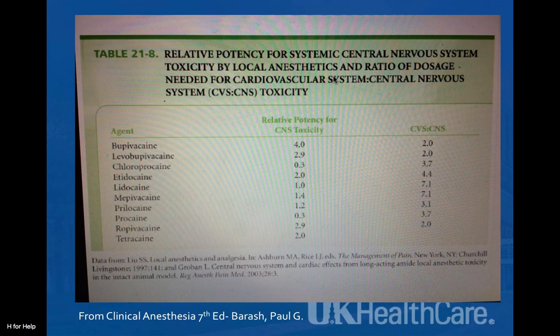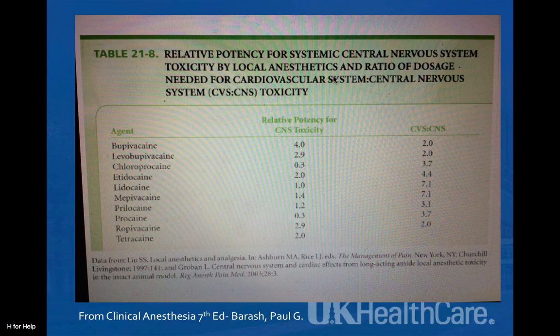So here is a picture snapped out of the Barrett's textbook itself, looking at the relative ratios. You get a narrower ratio of central nervous system to cardiovascular system toxicity, where bupivacaine has a rating of 2, whereas something like lidocaine has a rating of 7. So that's just an illustration to show where those fall out in that line.